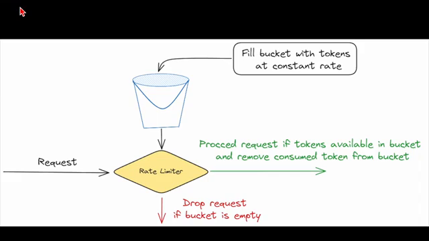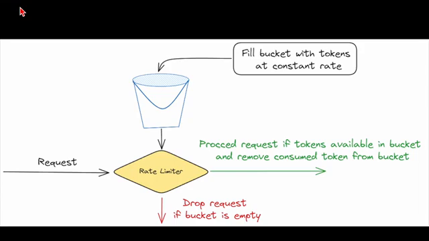I think most people have heard about rate limiting. Rate limiting helps to protect the services from being overwhelmed by too many requests from a single user or a client. We have a couple of algorithms: the token bucket algorithm and, apart from this, the leaky bucket algorithm. But one of the most famous and widely used is the token bucket algorithm.